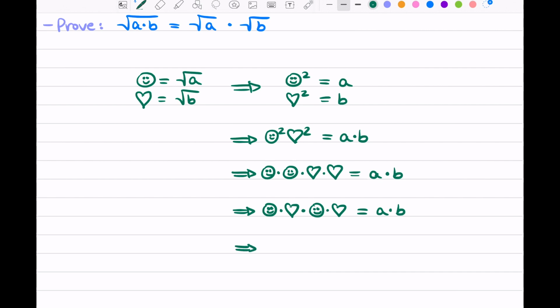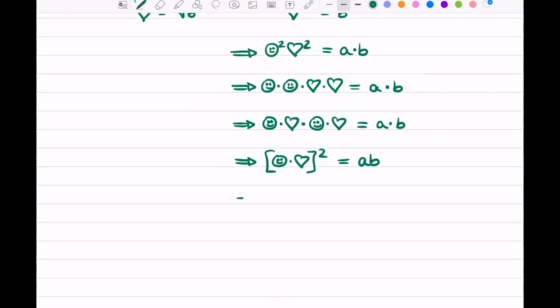Well, if you notice, smiley face times heart times smiley face times heart is smiley face times heart, squared. And that's equal to a times b, or we can just write it as ab. So again, thinking about our square roots, if smiley face times heart squared equals ab, that means that smiley face times heart is equal to the square root of ab. Again, just using our understanding of a square root.